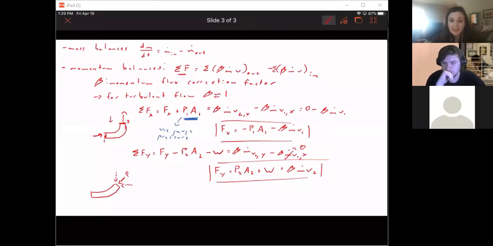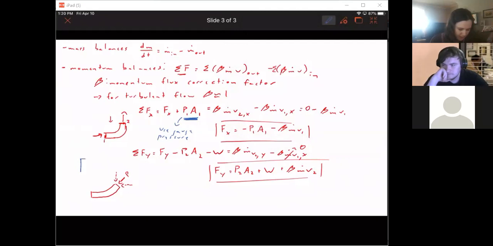Dr. Nickerson, I have a question about, for some of the forces in the x direction, why are we adding P1A1, but for the sum of the forces in the y direction, we're subtracting the P2A2? Okay, because in the x, so we just said that pressure is always normal.